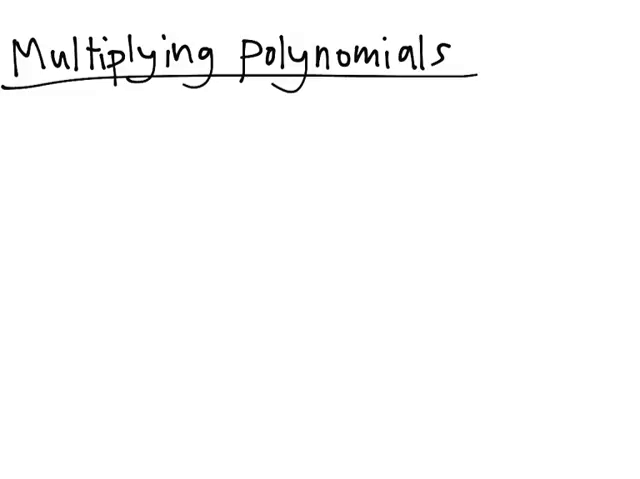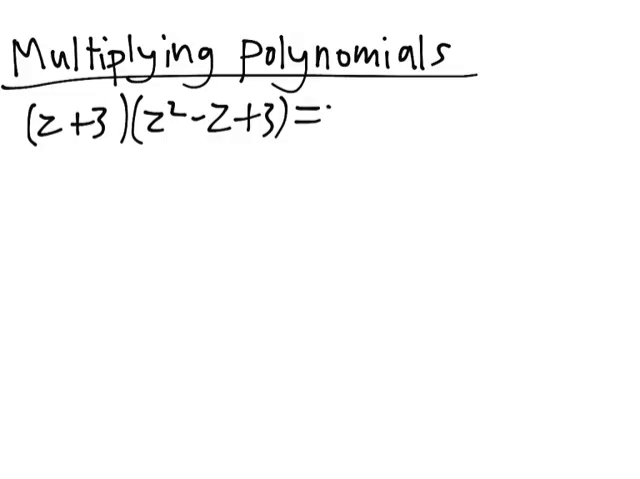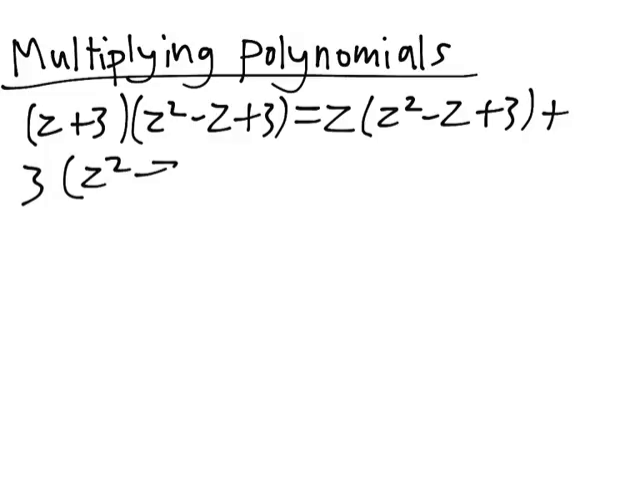Now everything I've done up to this point has been using binomials, but the same methods apply to arbitrary polynomials. Let's just look at one example to see. Say we have z plus 3 times z squared minus z plus 3. Let's first use the distributive property to break up the z plus 3. This is equal to z times z squared minus z plus 3 plus 3 times z squared minus z plus 3.